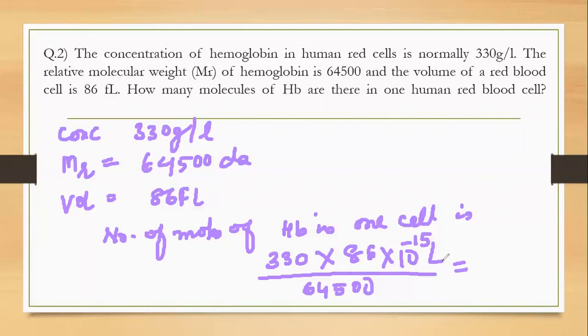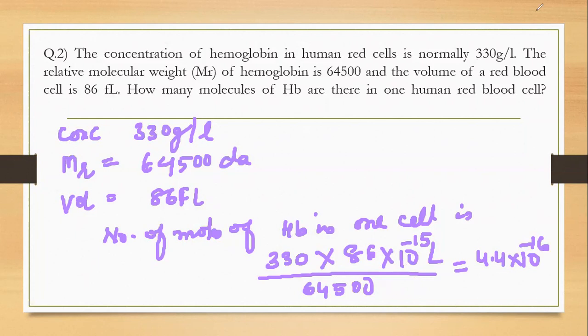And what you get over here is around 4.4 into 10 raised to minus 16. Okay. So this is what you're going to get. So these are the number of moles of hemoglobin which is present in one cell. Now they're asking how many molecules of Hb are there. So in order to calculate molecules, you just have to remember Avogadro's number.